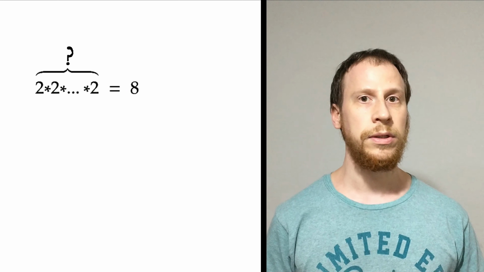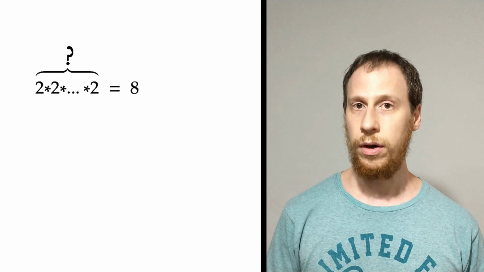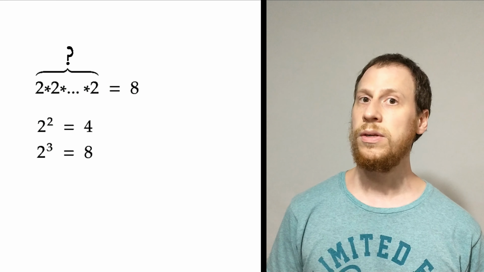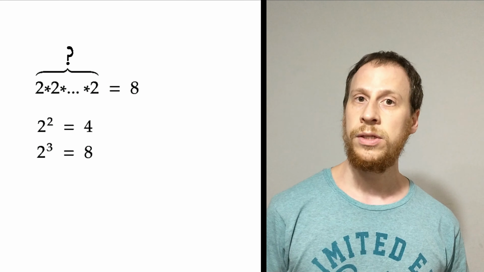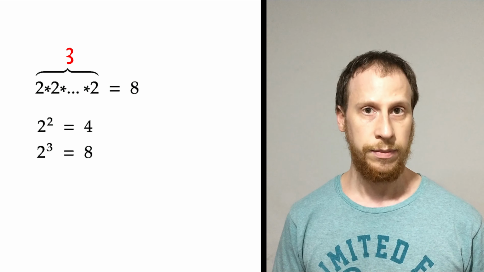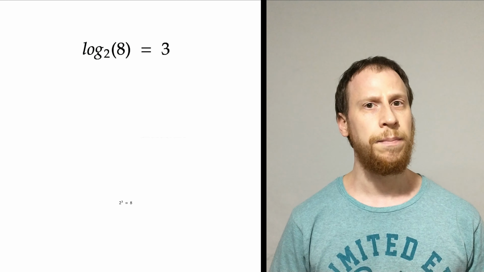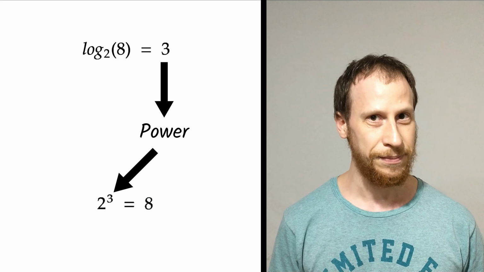And to begin, let's ask ourselves a simple question. How many times do we need to multiply the number 2 by itself to obtain the number 8? We know that 2 squared equals 4 and 2 cubed equals 8. So in order to obtain the number 8, we need to multiply the number 2 by itself 3 times. In this sense, we say that the logarithm base 2 of 8 equals 3. I mean, it's the power to which we need to raise the number 2 to obtain the number 8.